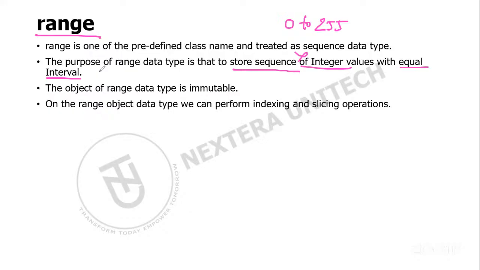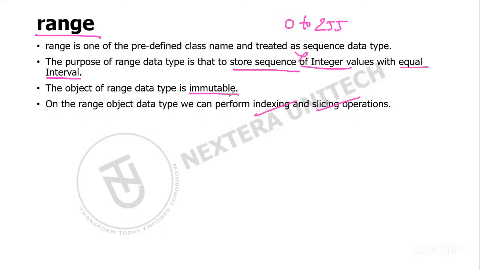That can be done. And we can perform indexing and slicing operations on range objects. But coming to the mutable and immutable nature, range belongs to immutable type. What does that mean? Once we create a range object, it cannot be changed. It cannot be edited. So in short, updations and item assignment cannot be performed on a range object. I hope it is clear.